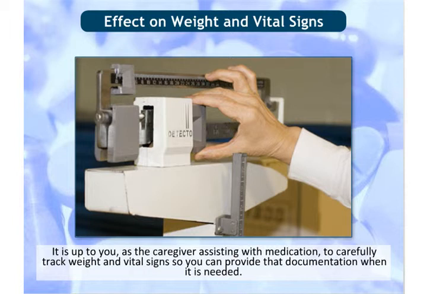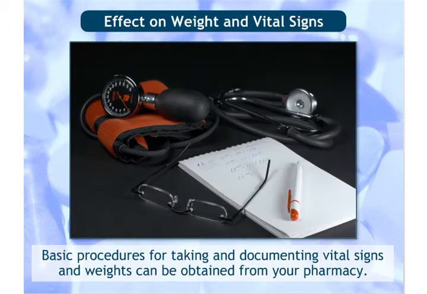It is up to you, as the caregiver assisting with medication, to carefully track weight and vital signs, so you can provide that documentation when it is needed. You should be trained in taking accurate vital measurements and documenting the results in the client's record. The client's vital signs and body weight are objective measurements that can be important signs and symptoms. Each client's record should include data obtained on a regular basis so that comparisons can be made and changes easily identified. Any staff member who is responsible for measuring vital signs and weights must be appropriately trained and capable of performing the duties with accuracy.